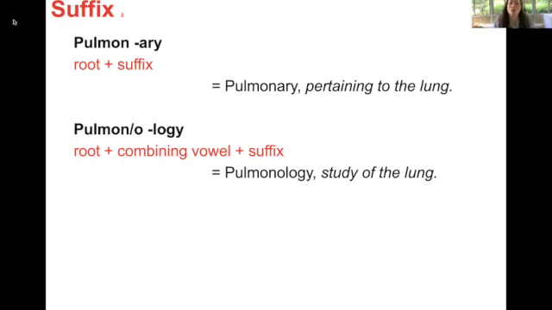So pulmonary, actually, that's funny, I think that's the word I just used a moment ago. Pulmonary, pertaining to the lung. And then you have pulmonology. The O is the combining vowel, and L-O-G-Y means study of. That's why, anyone who had me, I told you biology is literally the study of life, because bio is life. L-O-G-Y is study. So biology is the study of life. Pulmonology is the study of the lungs.